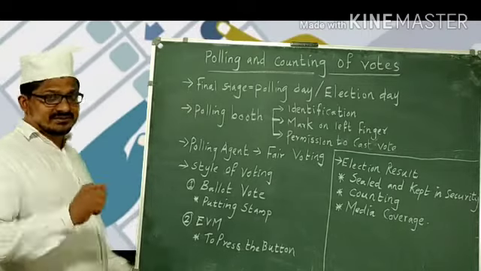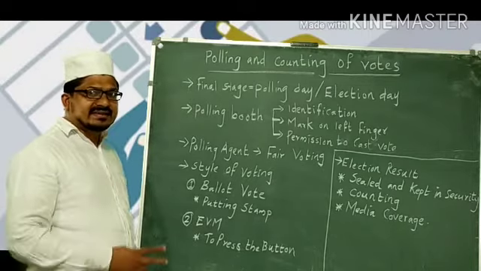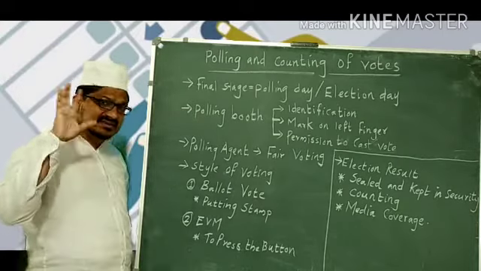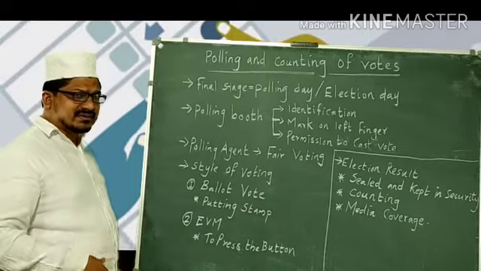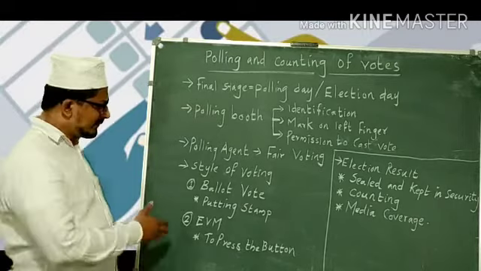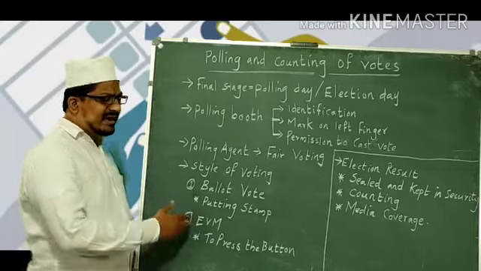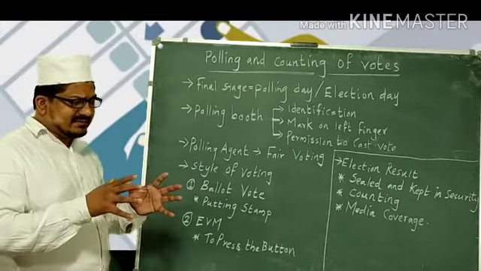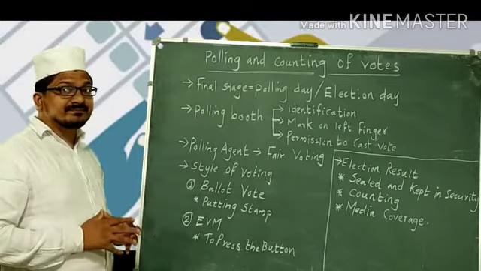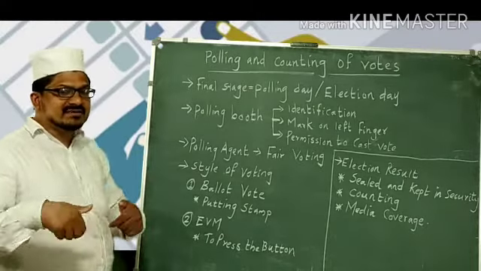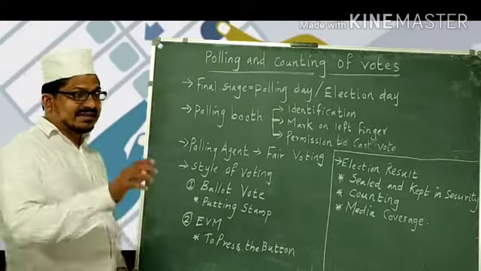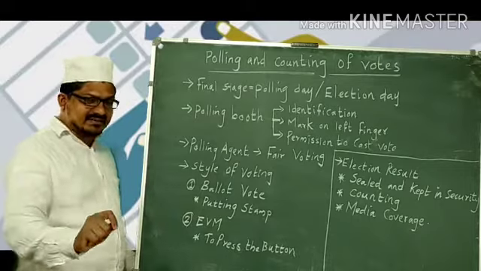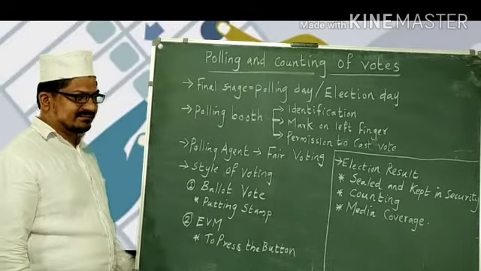Next, style of voting. There are two styles of voting. In earlier times, several years ago, our country and our state followed the ballot voting system. In that voting system, a ballot will be given to the voter. In the ballot, we can see the name of the candidate, his party, and his symbol.